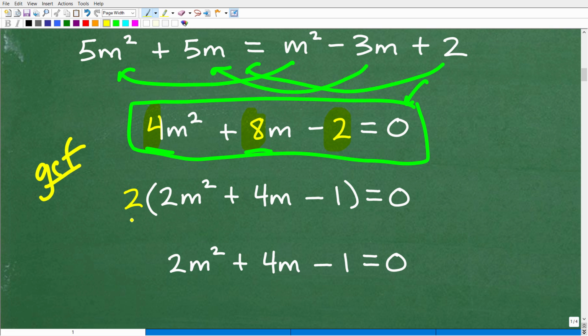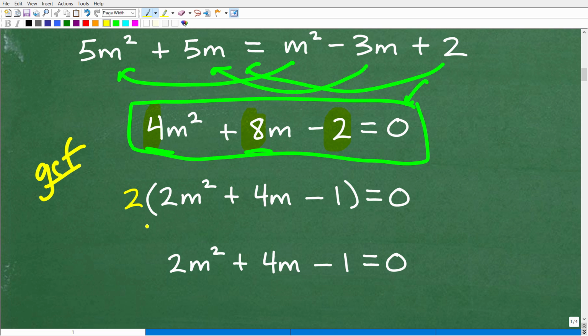So 2, we could put a 2 in parentheses, because if we distribute this 2 back in, we're going to have 2m squared plus 4m minus 1, or 2 times all of this, right? In other words, when we factor out a 2, we're left with this trinomial. Now, why would we do this? Well, it's just going to make the numbers involved here easier.